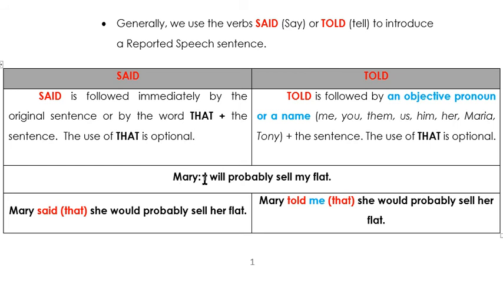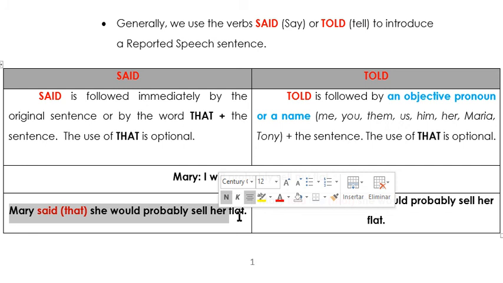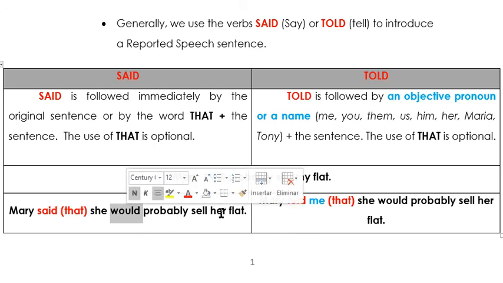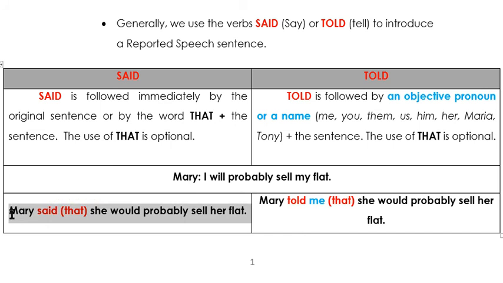Mary dijo, I will probably sell my flat. Ok. Mary said that she would probably sell her flat. ¿Ok? ¿Qué pasó acá? Bueno, un tiempo atrás, que sería will, pasaría a would. ¿Ok? Y utilizamos Mary, no sé qué fue la persona quien dijo esto.